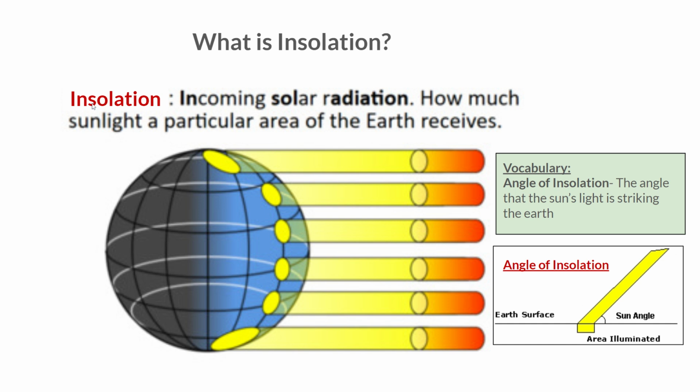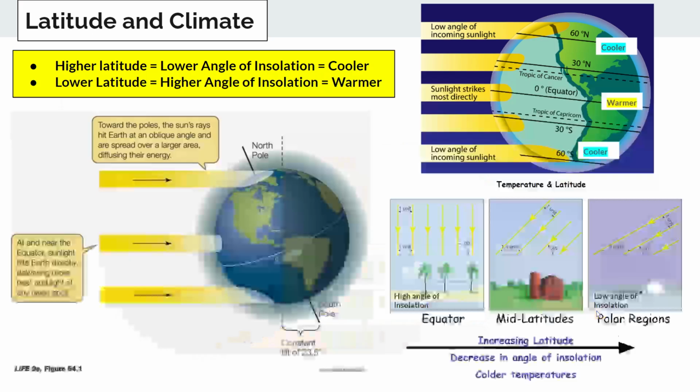Notice the word sol, right? Sol means sun. So another vocabulary term you should know is the angle of insolation, the angle that the sun's light is striking the earth. So yes, the insolation is the amount of sunlight coming in, but the angle at which the sun is coming in is really important, and it determines the climate of different regions. This is an example of an angle at which the sunlight is coming in.